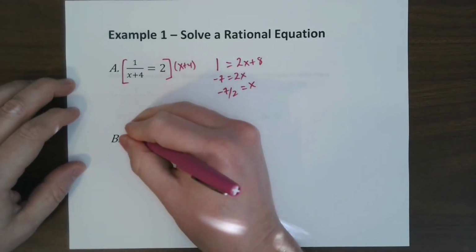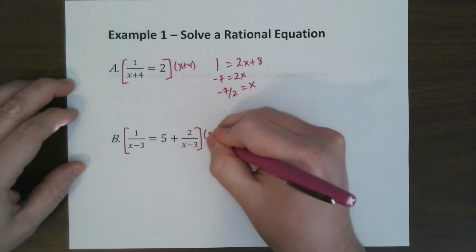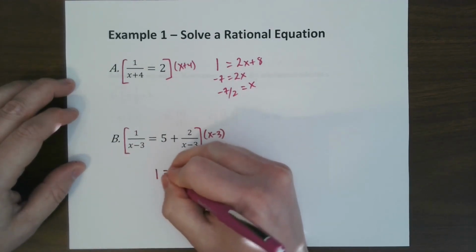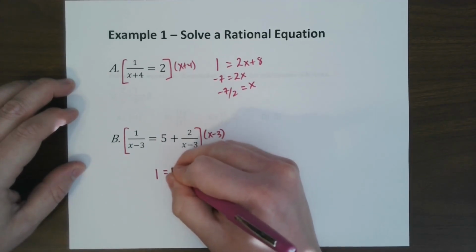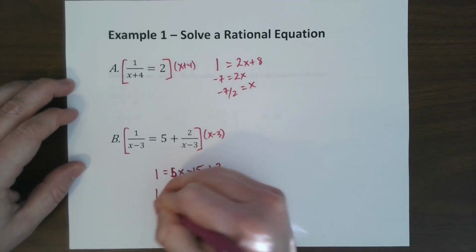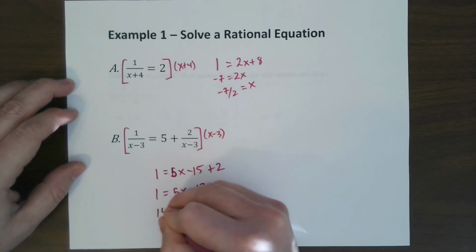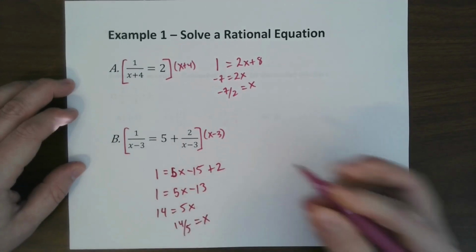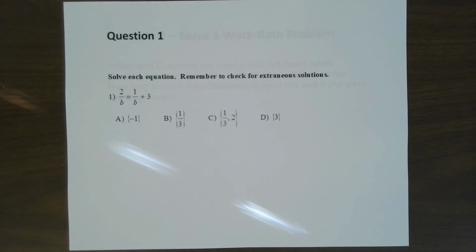So same with this one. This whole thing on the bottom is x minus 3, so we're going to multiply everything by x minus 3. So x minus 3 times the first one would just give us 1. 5 times x minus 3 is 5x minus 15, and then plus 2. So we get 1 equals 5x minus 13. So we get 14 equals 5x. So 14 over 5 equals x. And that's how you do those. Try this problem.